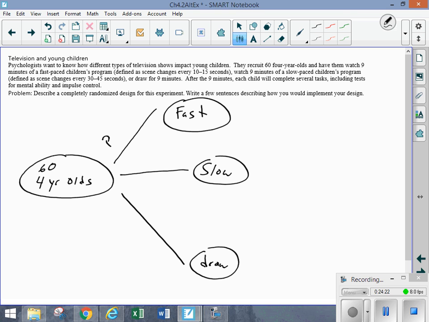These are going to be assigned randomly, and I'm just going to put rand. So they've all been randomly assigned to these groups. How many are we going to randomly assign? Well, if we've got 60, then we're going to have 20 here, 20 here, and 20 here, each randomly assigned to each group. After the 9 minutes, they're going to complete several tasks, including tests for mental ability.